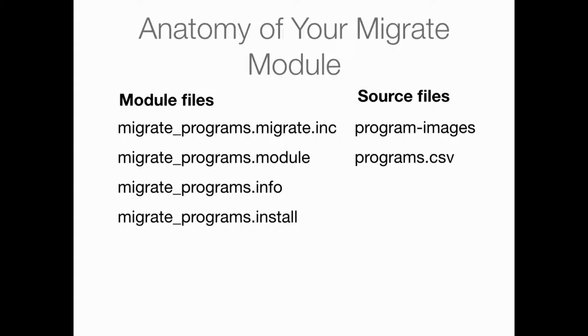And then there's a module file that just tells Drupal basically, I'm setting up a migration. There's an info file. So if you've ever created a theme or a module before, this just tells Drupal about your module. And then there's an install file that just registers your migration. And then we also have some source files. These don't necessarily have to live in your module. In fact, maybe they shouldn't, but just for now, we're going to put the program images and the CSV file with our programs data in there as well.